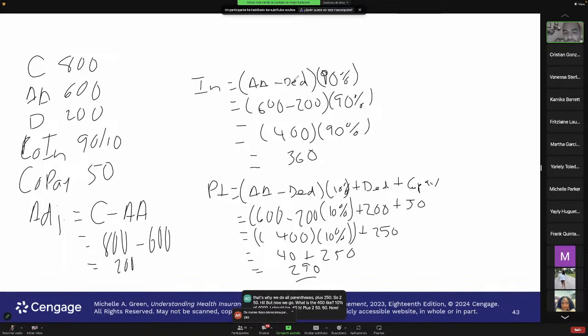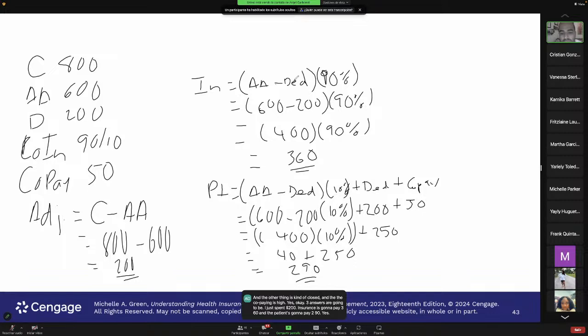Now, can the patient pay more than the insurance? Yes. If the patient has not covered their deductible and the price for the deductible and the other thing is kind of close, and the co-payment is high, yes. So your three answers are going to be adjustment $200, insurance is going to pay $360, and the patient is going to pay $290.